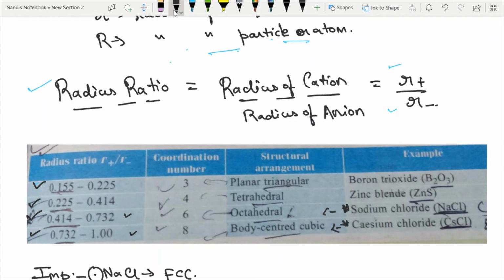Similarly just remember for zinc blende also and boron trioxide also. These are the most important examples, especially NaCl and CsCl.